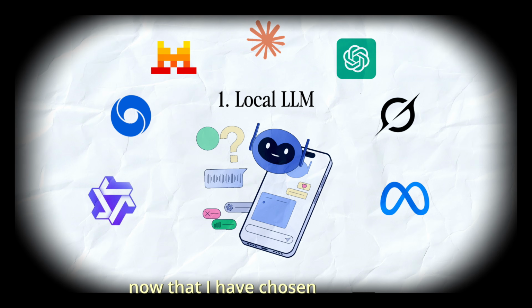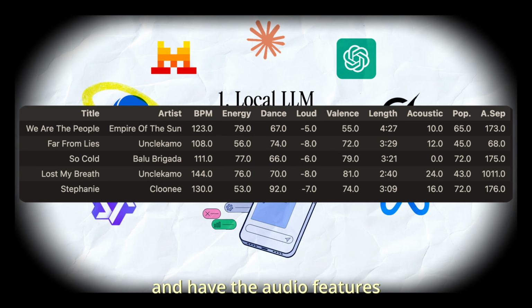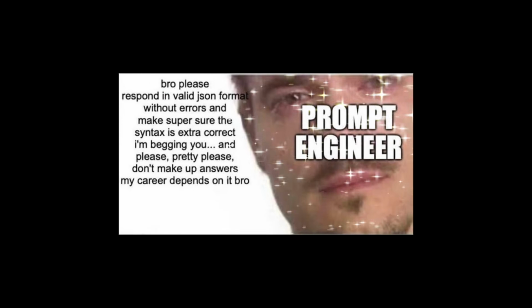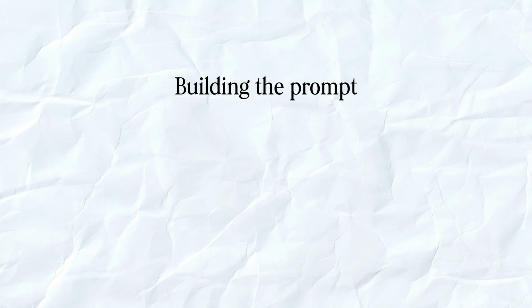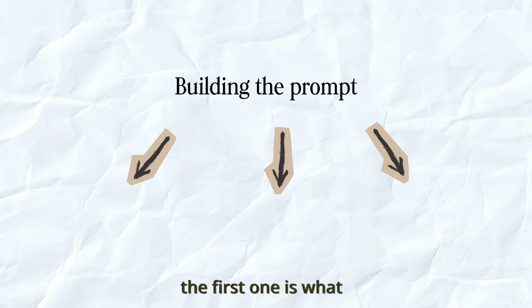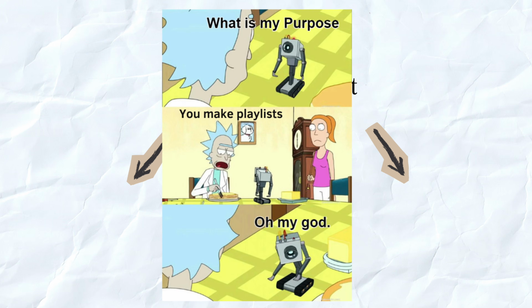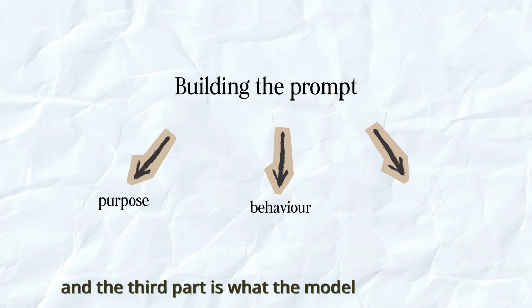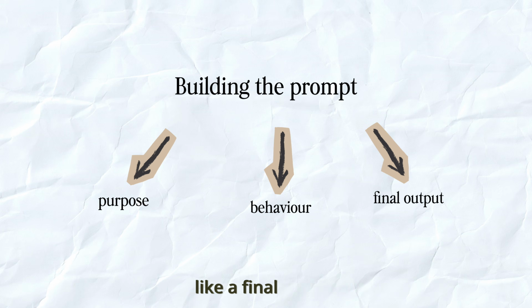Now that I have chosen the model and have the audio features, it's time for prompt engineering. And while deciding on the prompt, I will pay attention to these 3 parts. The first one is what I want the model to be, like its purpose. The second one is its behavior, like how I want the conversation to go. And the third part is what the model should return, like a final output.